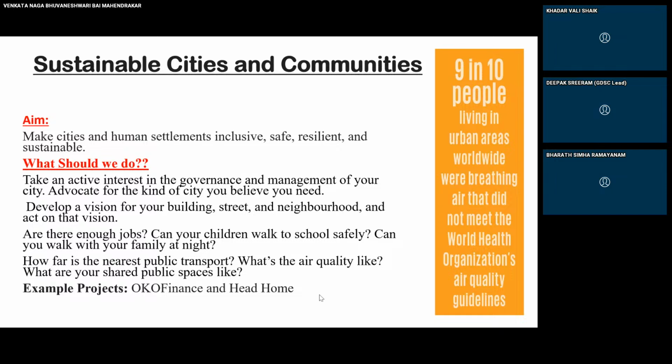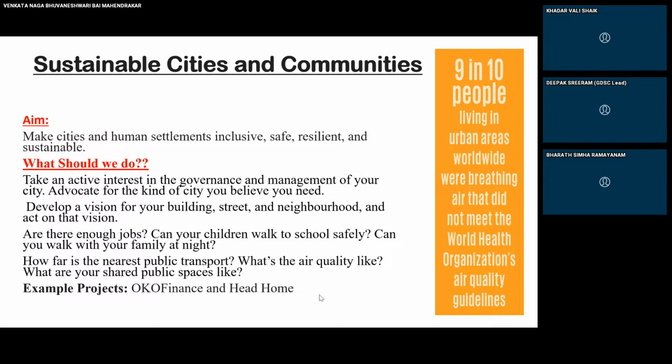So sustainable cities and communities, this is the next sustainable goal. This talks about networking. We should make cities, our society or human settlements, whatever the settlement is, no matter if it is bigger or smaller, inclusive, resilient, sustainable and safe. If one person is going to work in one particular community, then it should be safe for him to make growth in that community.